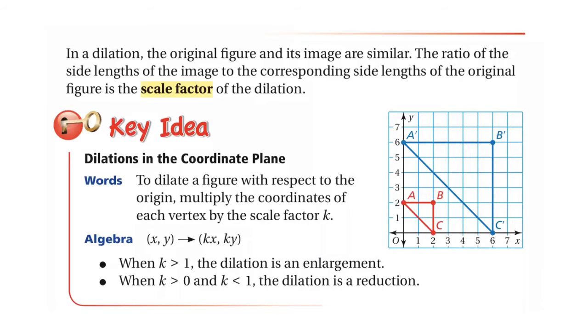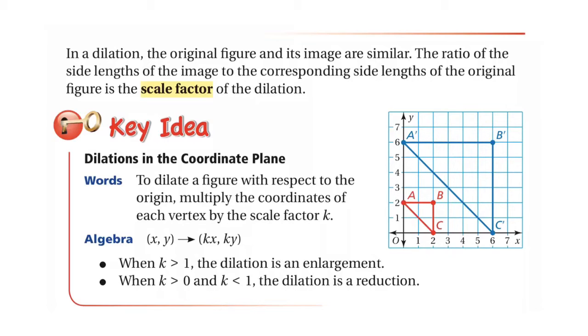In a dilation, the original figure and the image are similar. The ratio of the side lengths of the image to the corresponding side lengths of the original figure is the scale factor of the dilation. So the key idea here, dilations in a coordinate plane. To dilate a figure with respect to the origin, multiply the coordinates of each vertex by the scale factor, k. So that's if you're dilating with respect to the origin, meaning the origin would be the point of dilation.